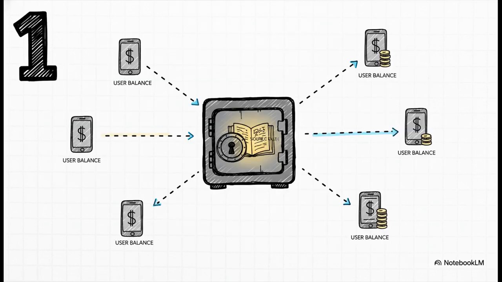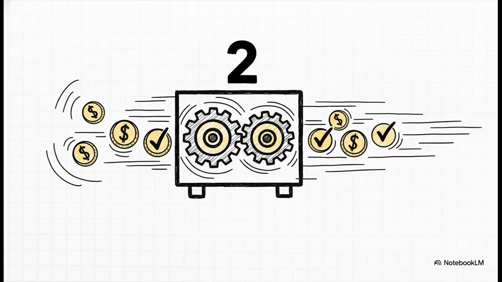First up, you've got the wallet infrastructure. Now, this isn't just some place to store your money. It's the system's absolute source of truth. It runs an internal ledger, think of it like a master accounting book, that keeps a perfect, real-time record of every single user's balance.